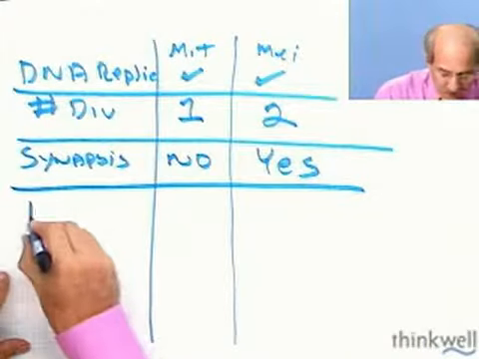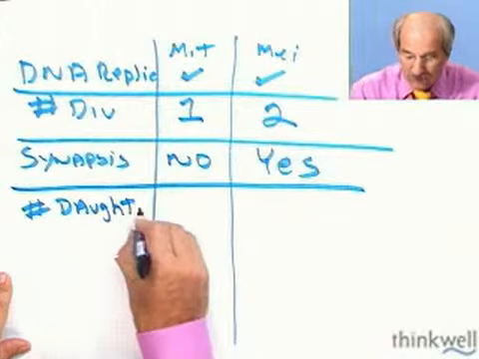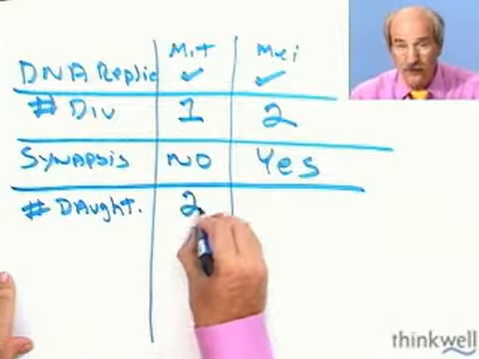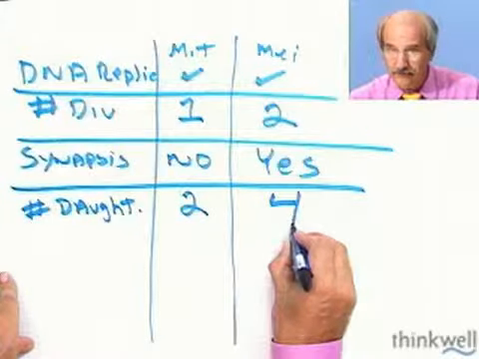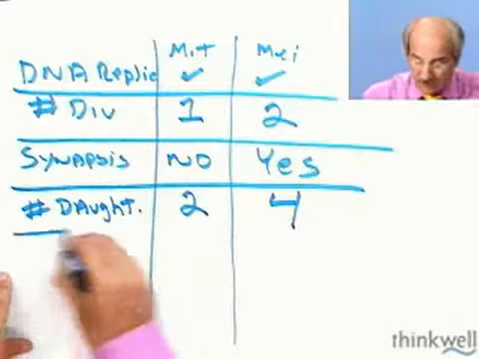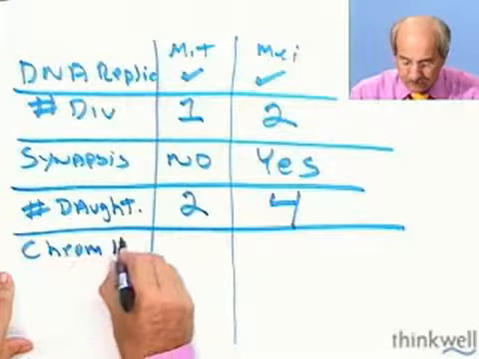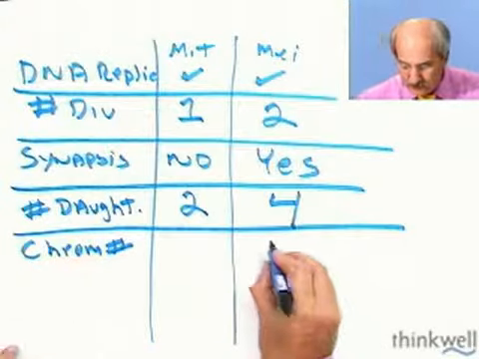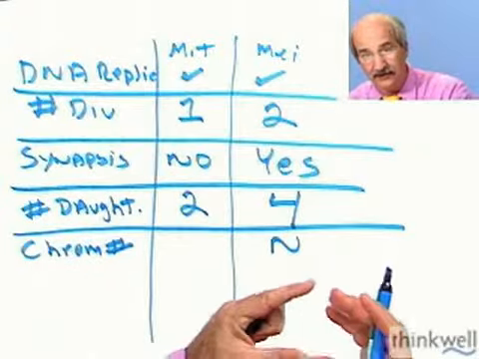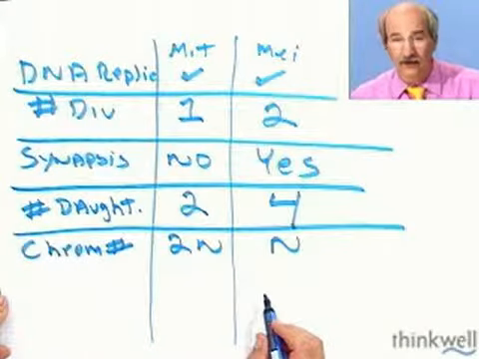The number of daughter cells. Mitosis 2, meiosis 4. But what about the chromosome number? The chromosome number, I'm going to use N's and 2 N's here. In meiosis, we have the basis, N, but in mitosis, we have the same number as the parent cell, 2N.